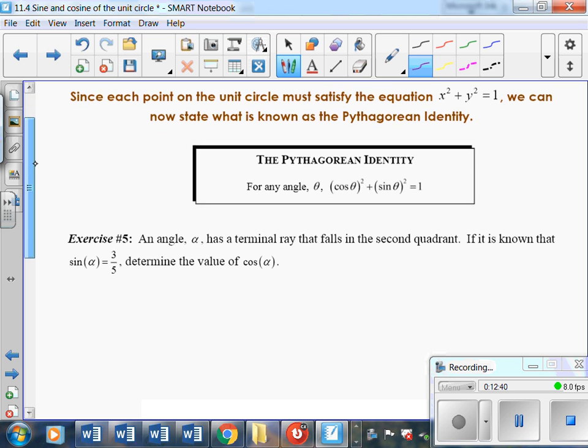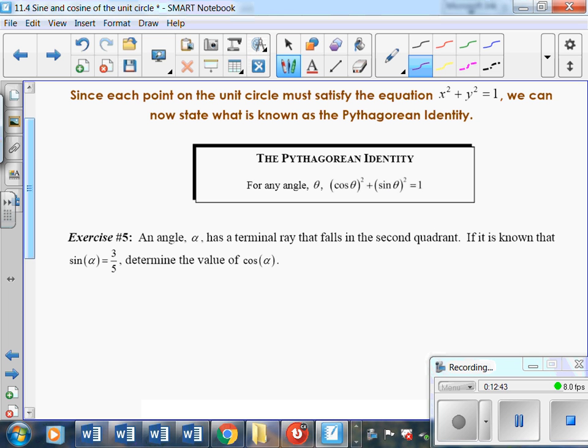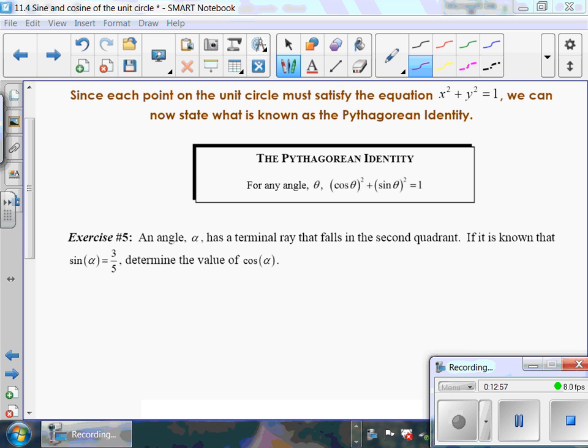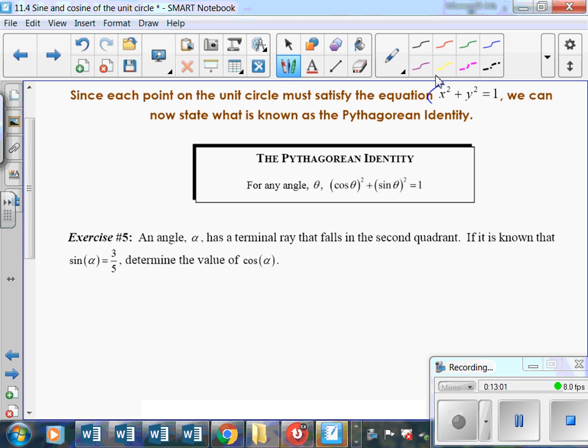Since each point on the unit circle must satisfy the equation x squared plus y squared equals 1, we can now state what is known as the Pythagorean identity. So we know that cosine squared theta plus sine squared theta is equal to 1. And that comes directly from right here, because we know our x is our cosine. So whatever cosine theta is going to be our x squared, whatever our sine theta is going to be our y squared, and it's equal to 1 because the unit circle has a radius of 1, and 1 squared is the right-hand side of our equation.